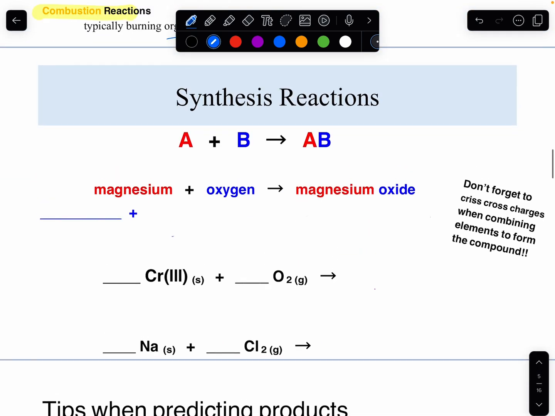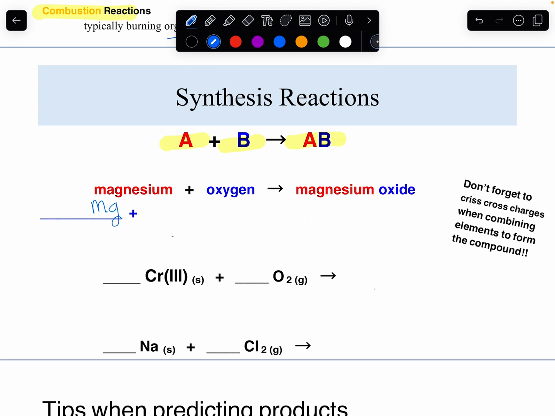So the first thing we're going to focus on is a synthesis reaction, and you will have to know how to predict the products for these. It is characterized by having an element plus another element, and we put them together to create a compound product. Let's do an example.